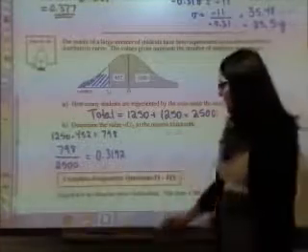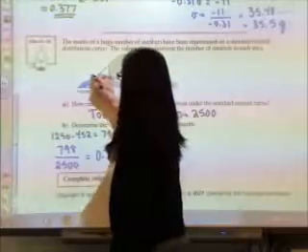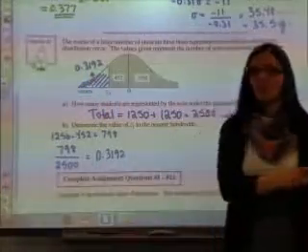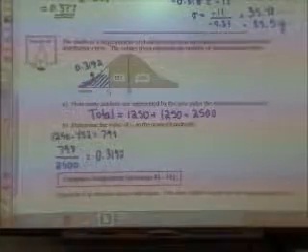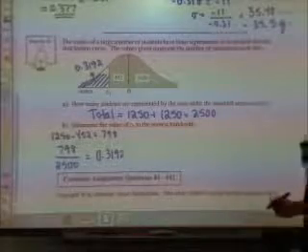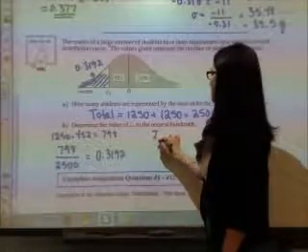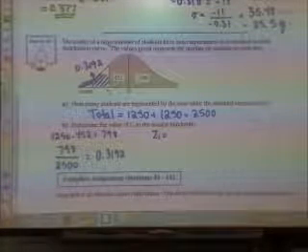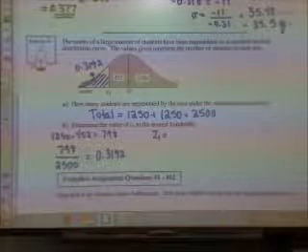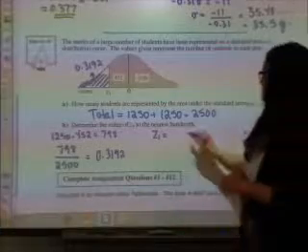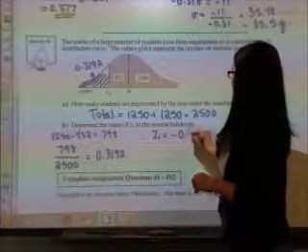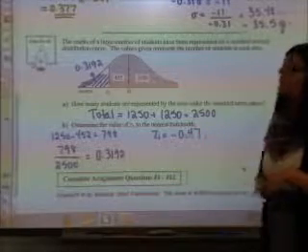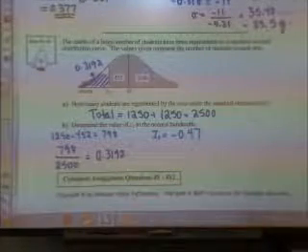So now that I have this area, that's what this is in here, I can go on to my Z-score chart and find out what the Z-score is that matches up to that area. Negative 0.4, 0.07. So negative 0.07. Good.